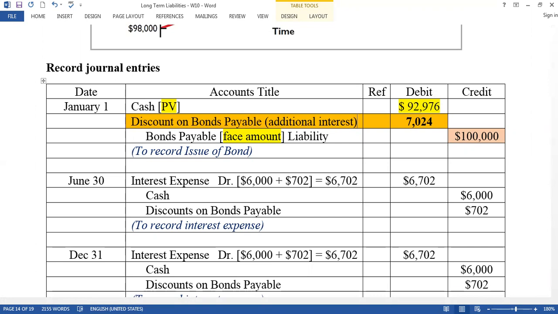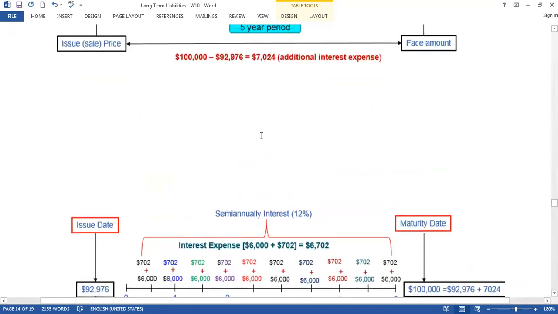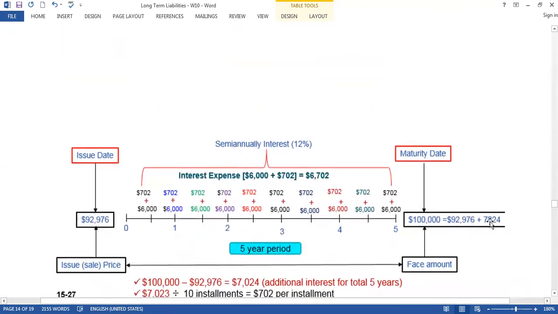If we record it only one time, it is our mistake because we have to follow the matching principle. Matching principle means every year's expense we have to record in every year. Now look at here. As this is our additional interest expense, we are going to allocate this money over 5 years.